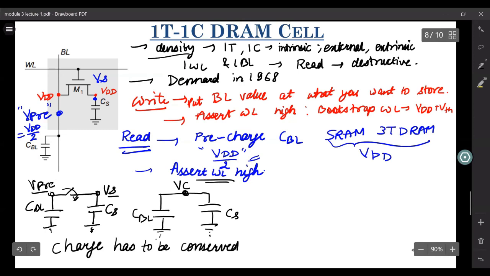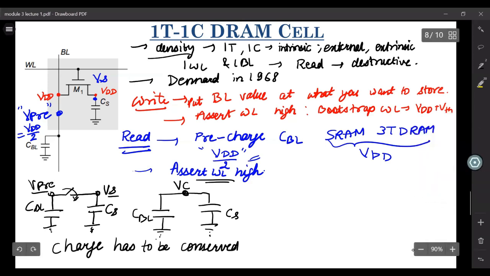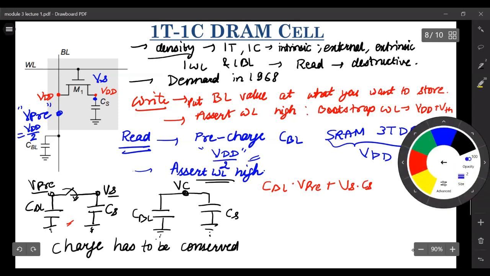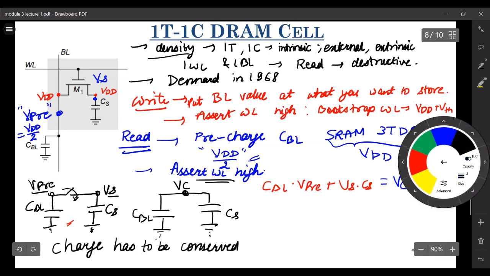So let us write the charge equations for both the cases. For the first case, the left case, what was the total charge? It was CBL times V3 plus Vs times Cs, right? And on the right hand side, what was the total charge? It would be equal to Vc times CBL plus Cs, right? This would be the charge balance equation, if you say so.